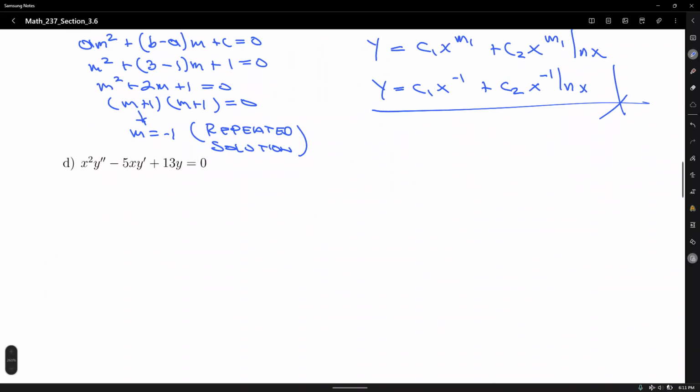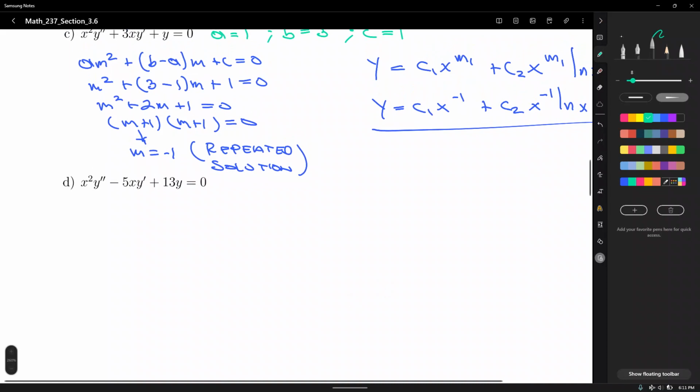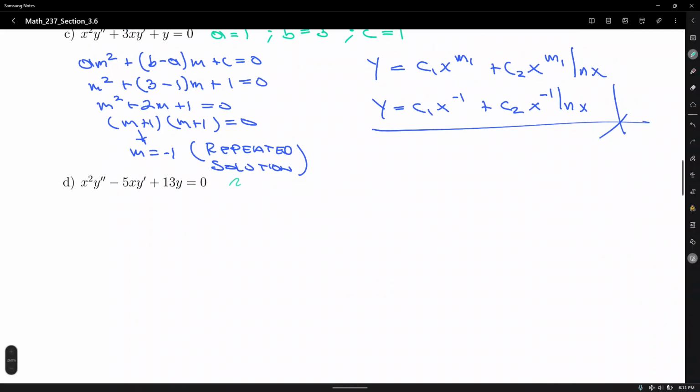All right. Okay, so let's do one more example, letter D. For letter D, we have the equation x squared y double prime minus 5x y prime plus 13y equals 0. Again, in a similar way, the drill is the same. Let's list the constant coefficients first. That is a equals 1, b equals negative 5, and c equals 13.